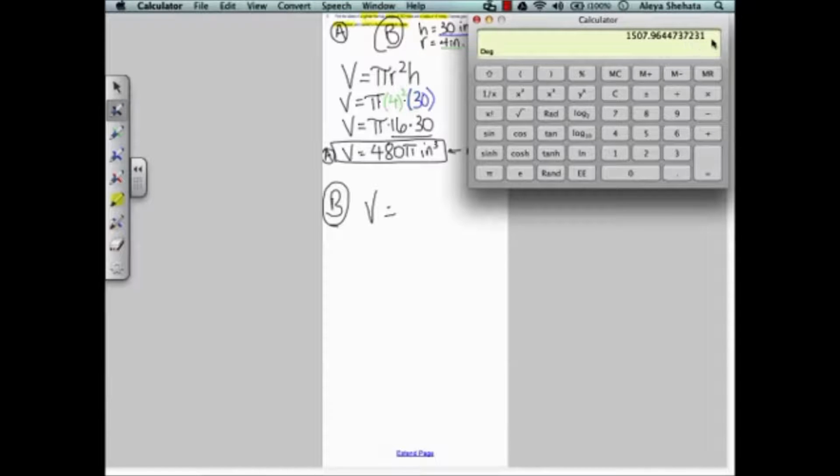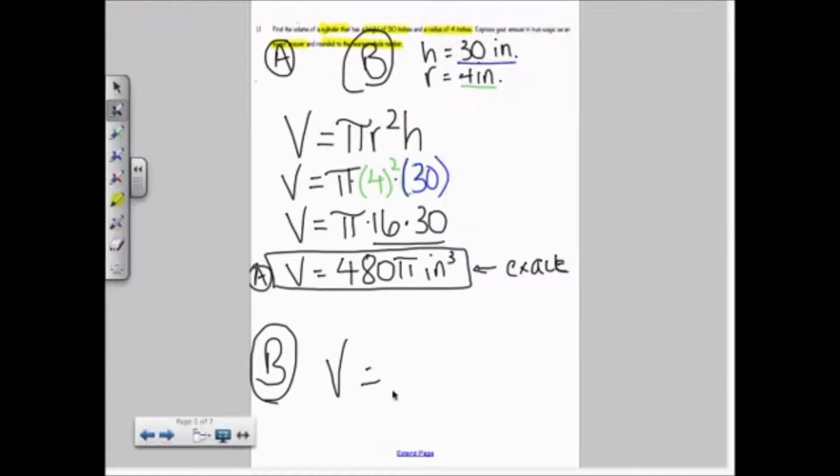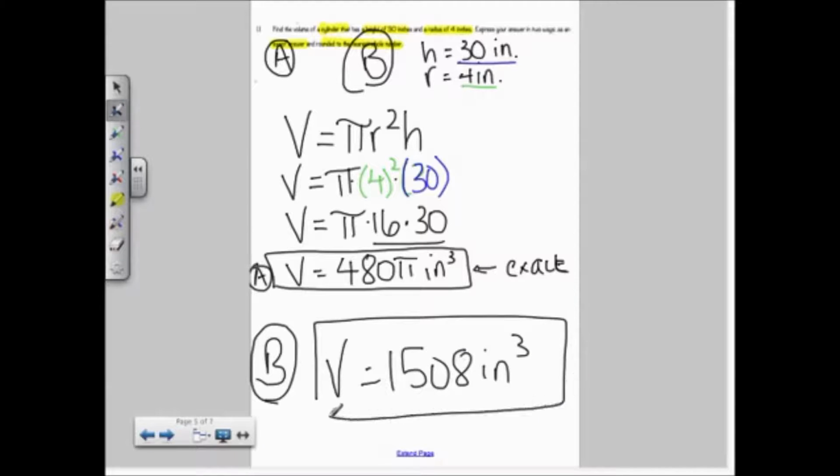I end up getting 1,507.9644, blah, blah, blah. And because it asked me to round to the nearest whole number, I'm going to go to the ones digit, which is a 7. I'm going to see what comes after the 7, which is a 9. If it's 5 or above, it means I should give it a shove. So this 9 is 5 or above, which means I have to give this 7 a shove, which means that this 7 will round up to an 8. So my volume rounded to the nearest whole number would be 1,508 inches cubed. Okay, and this is not my exact answer because I had to round it. It would have gone on forever if I wanted to write out my exact answer.